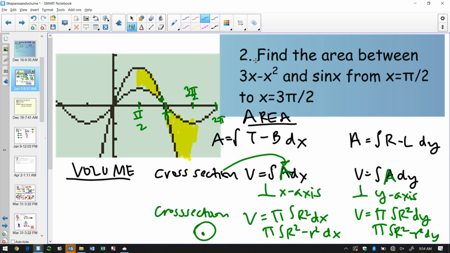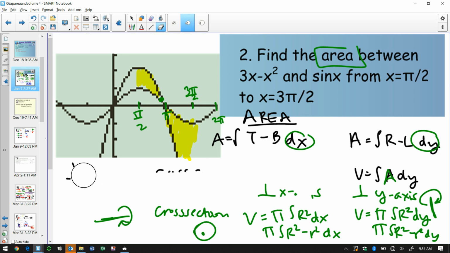Since this is an area question, all we have to decide is, do we have a dx or a dy problem? On the volume side, you don't get to decide if it's dx or dy. If it's perpendicular to the x-axis, it's a dx. If it's perpendicular to the y-axis, it's a dy. If you are rotating about a horizontal line, it's a dx. If you're rotating about a vertical line, it's a dy. You can't choose. But on the area one, you can choose.